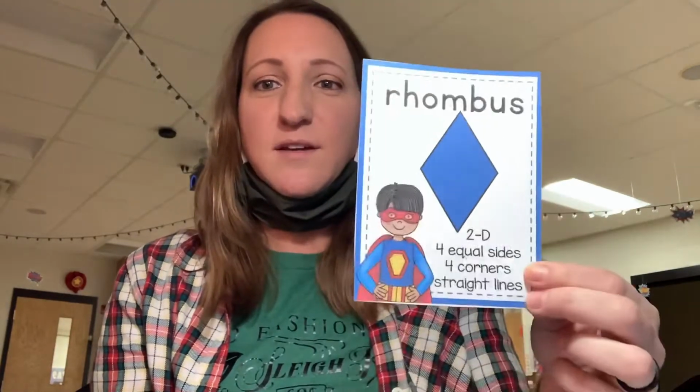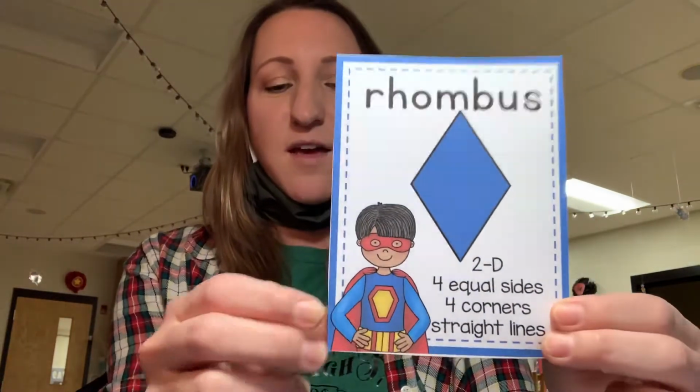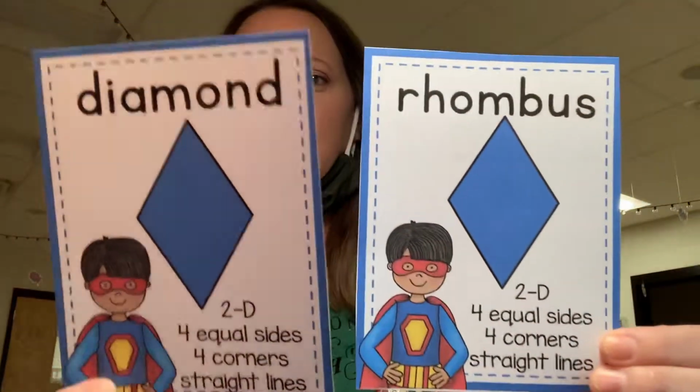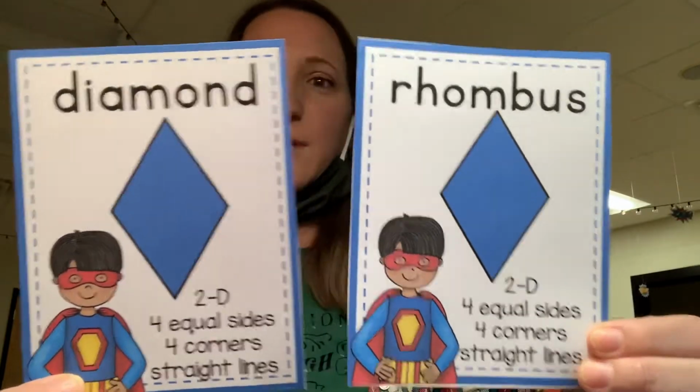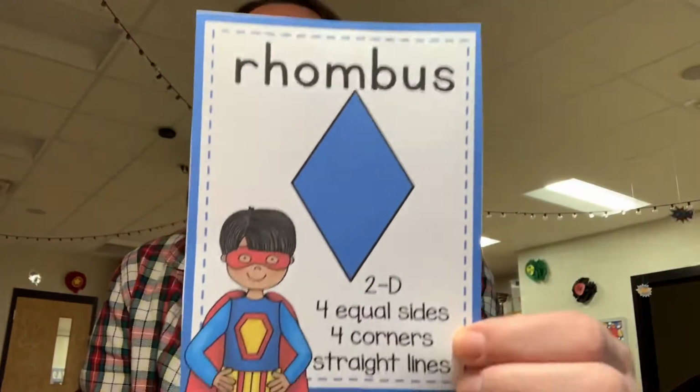Today for Monday Math, we are talking about two shapes, and they are 2D shapes. And remember, we learned that 2D shapes are two-dimensional. They're flat. And so, we are looking at rhombus. Rhombus is just another name for diamond. Diamond. Can you say diamond? And can you say rhombus?